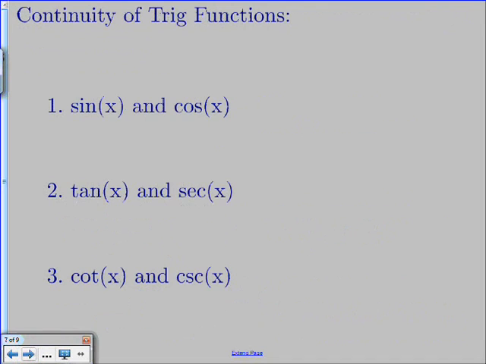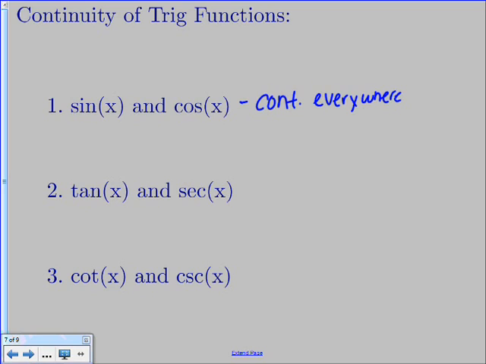And then, of course, we need to look at our 6 different trig functions. So these are important to know, and what's kind of nice is you don't have to remember all 6 of them individually. They pair off. I have the pairings listed for you on the board. So sine of x and cosine of x, they're continuous everywhere. You can plug in any x value and you'll get a y value out. So they're continuous everywhere.